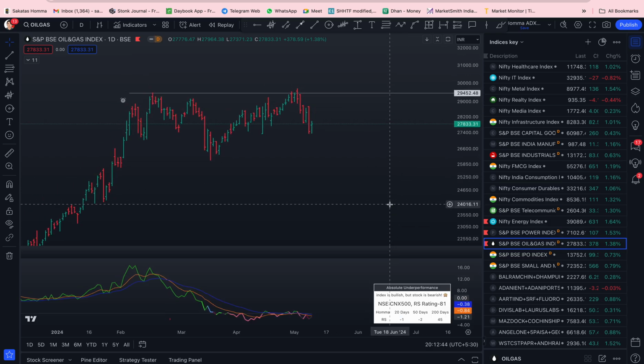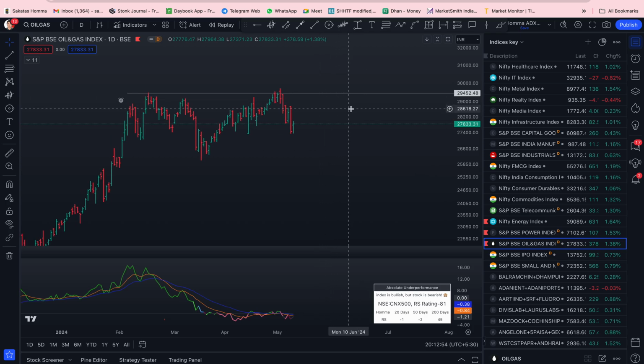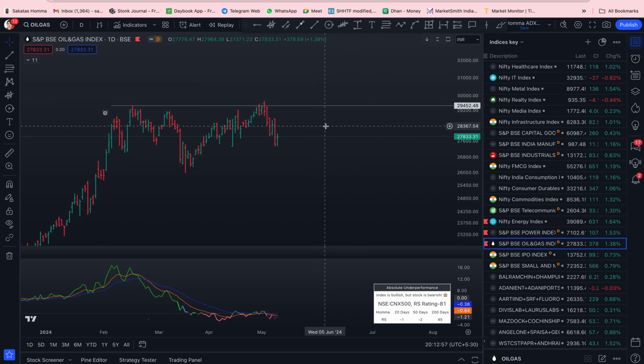And that's why oil and gas still is lucrative for me, because this is again a big base shaping up. If you say this is one T, this is the second T going on, and when this breaks out, if this breaks out, this will definitely be a lucrative prospect.